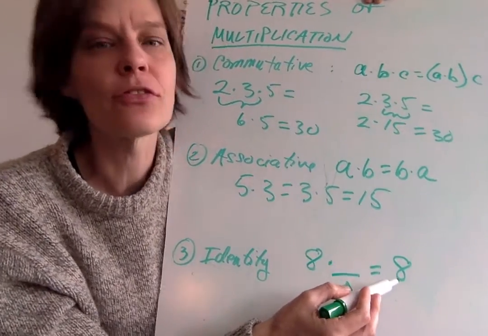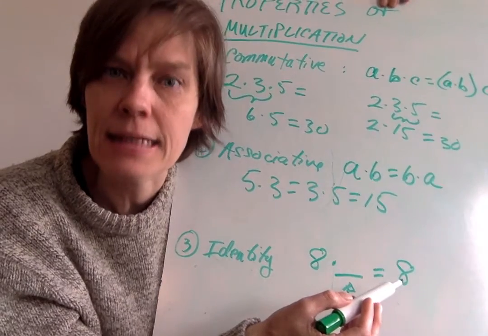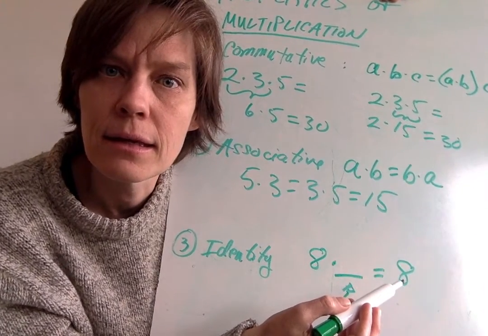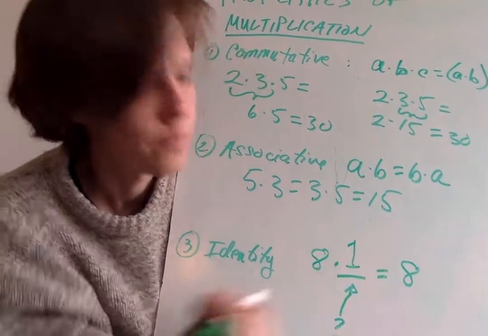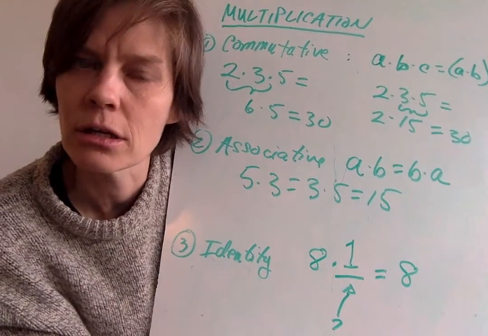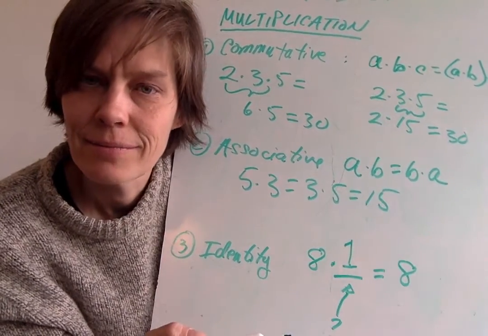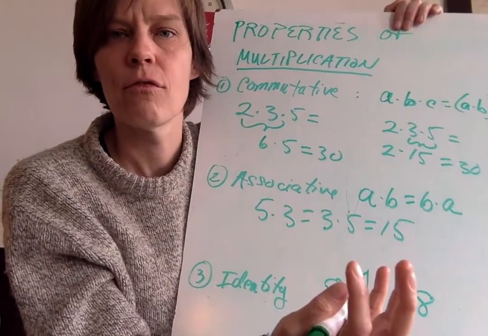But what if we want 8? How many times have we counted 8 to get 8? The identity under multiplication is 1. Anything times 1 equals itself. That's why it's the identity.